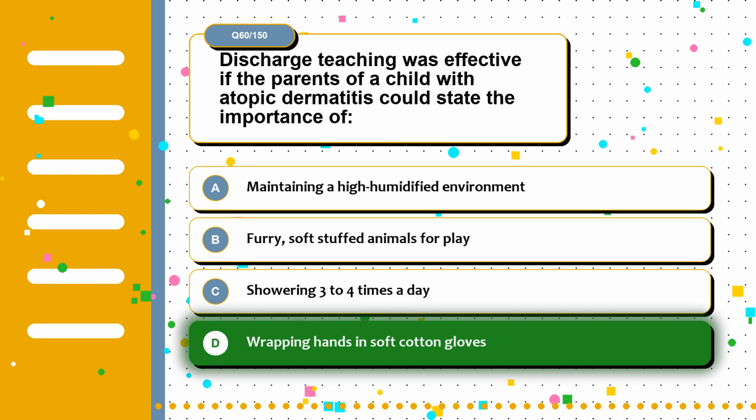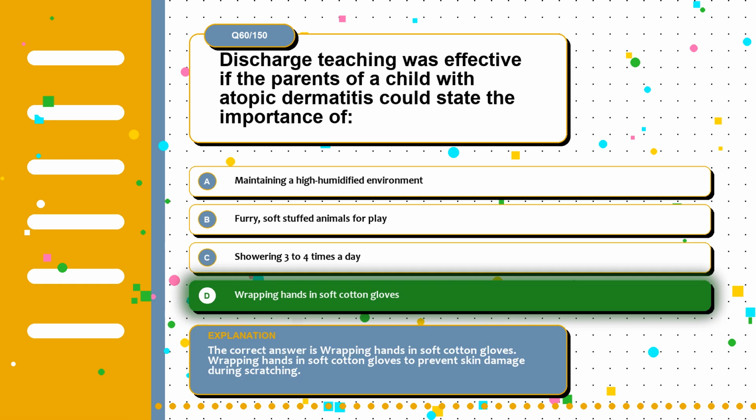The correct answer is option D. Wrapping hands in soft cotton gloves, to prevent skin damage during scratching.